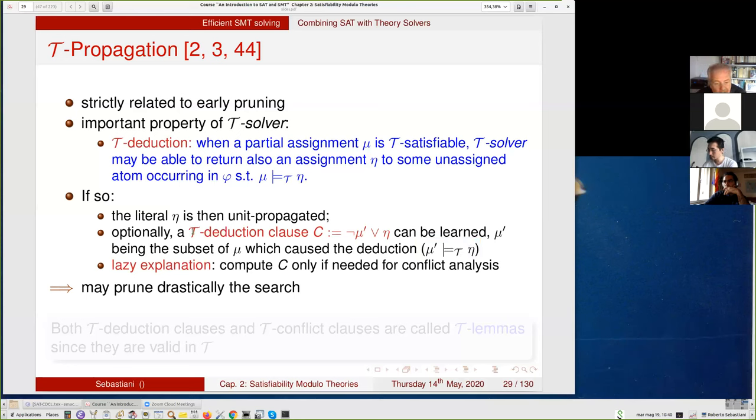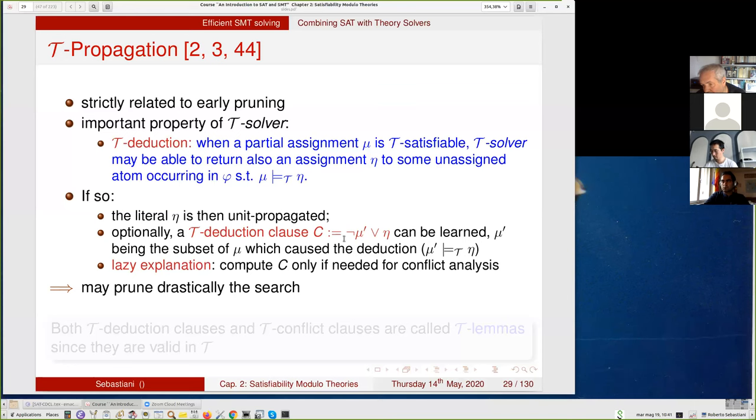So you can add this clause optionally. Notice that this clause is a lemma, it is valid. If mu prime entails eta in the theory, this means that this clause is valid, so you can safely add it. The point is you can safely add it and pretend you had entailed eta as a unit propagation on this clause. Notice that mu prime is a subset of your current truth assignment.